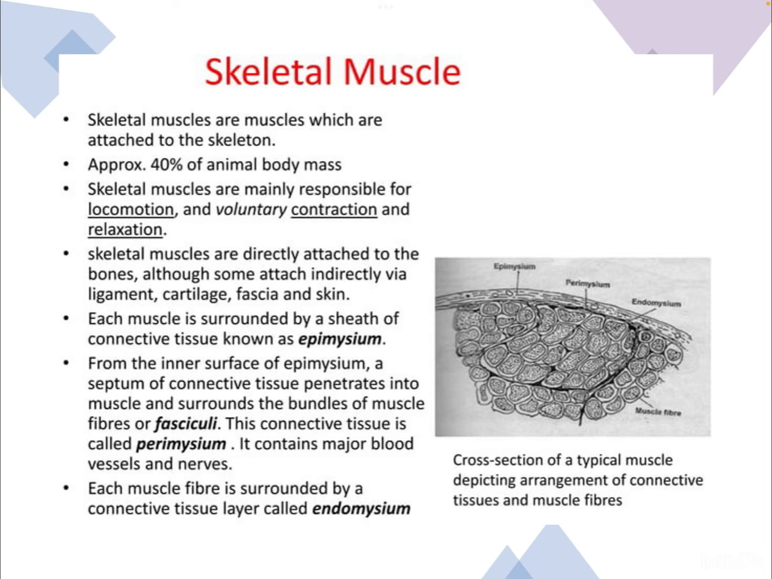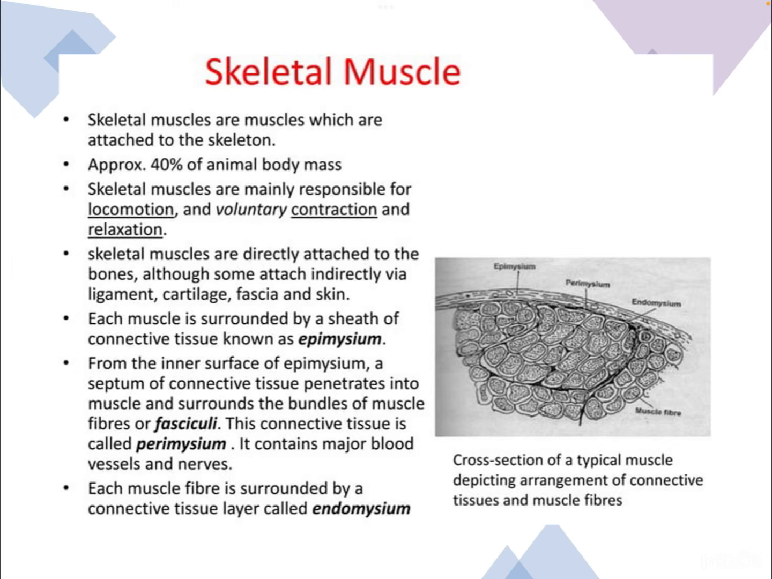Let us now discuss in detail the skeletal muscle. Skeletal muscles are muscles which are attached to the skeleton or the skeletal system. Approximately 40% of the body mass is because of skeletal muscle. Skeletal muscles are mainly responsible for locomotion, that is, movement, and voluntary contraction and relaxation. Contraction is like shortening of the length, and relaxation is coming back to the original shape and size. Skeletal muscles are directly attached to the bones, although some attach indirectly via ligament, cartilage, fascia, and skin.